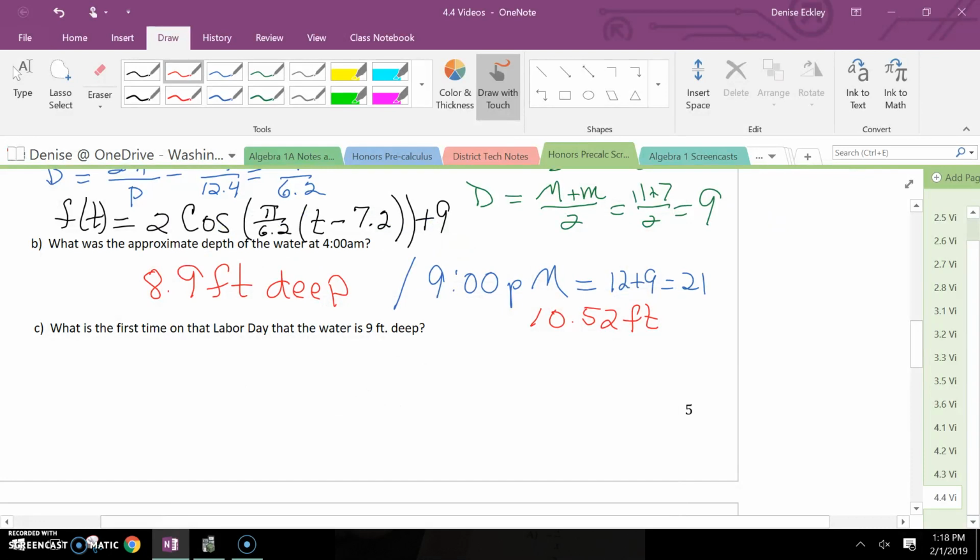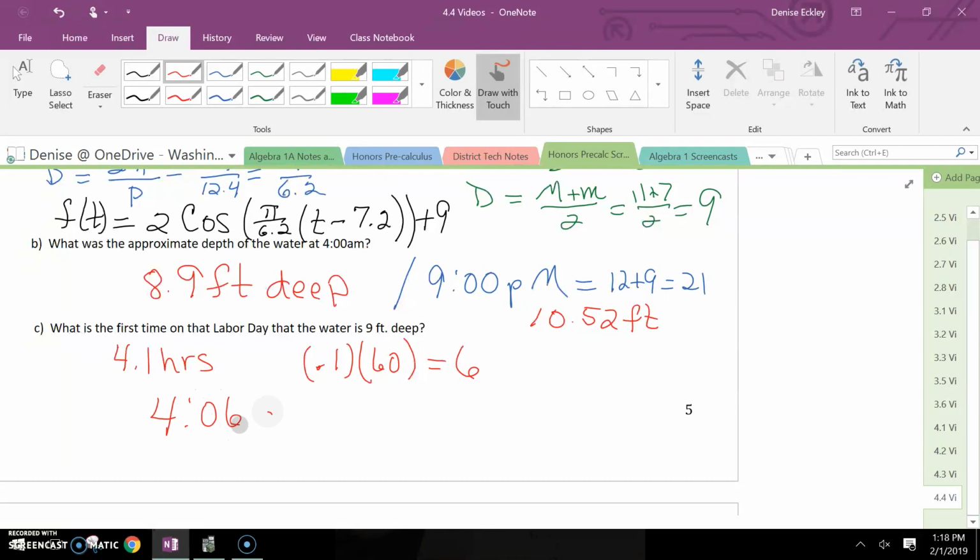So that's the answer I want. So it happens at 4.1 hours after midnight. So changing 0.1 into minutes, you multiply that times 60, you get 6. So the time's going to be 4:06 a.m. And that's how you do an ebb and flow problem.